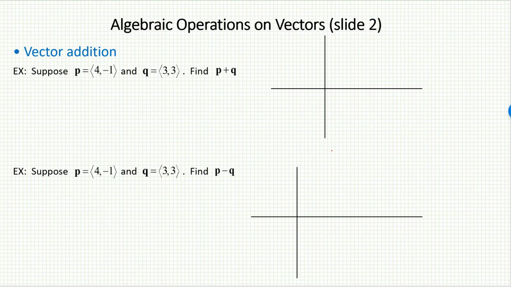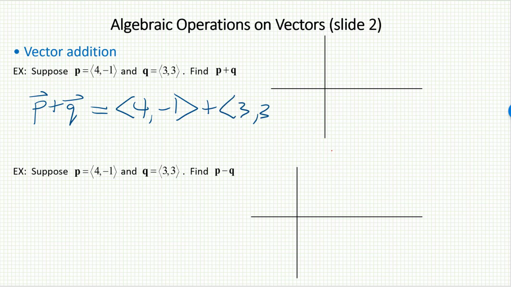I have vector p, 4, negative 1, and vector q, 3, 3. Let's say I want to form the new vector p plus q. So I want to add together 4, negative 1 and 3, 3. Well, all I need to do is add the corresponding components. So add the horizontals, 4 plus 3 is 7. Add the verticals, negative 1 plus 3 is 2. And that's it. Vector p plus q is 7, 2.